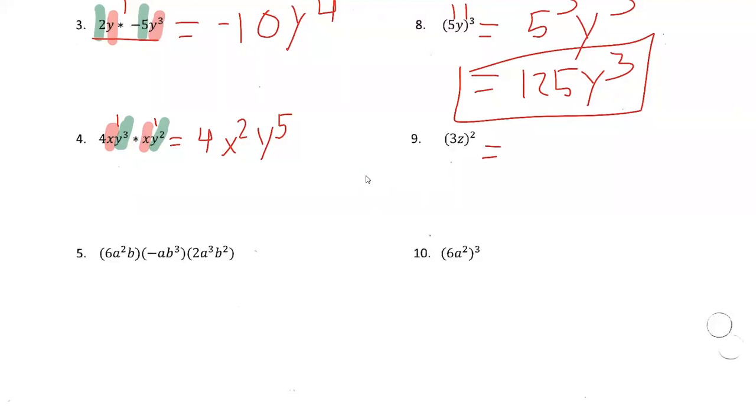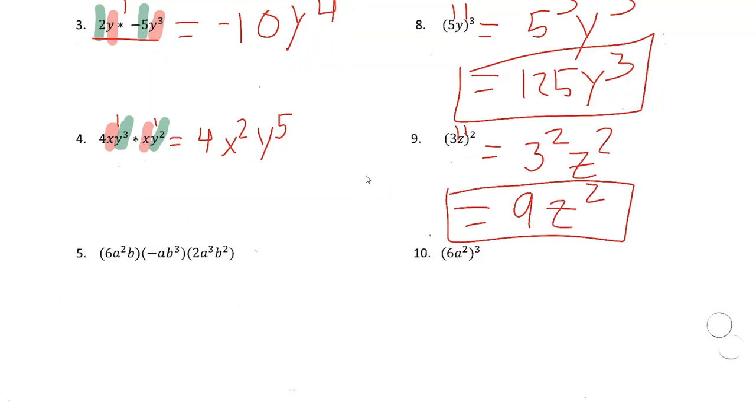Same idea here. You have to take both parts up to that 2nd power. So that would be 3 squared z squared. Well, that would be 9z squared. When you put 3 squared in your calculator, that's where I'm getting the 9. So on and so on.